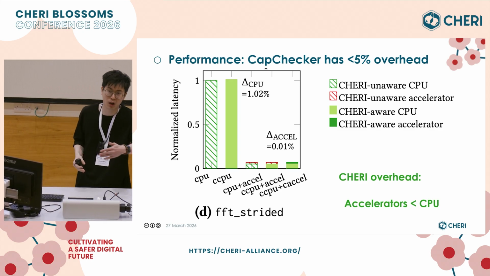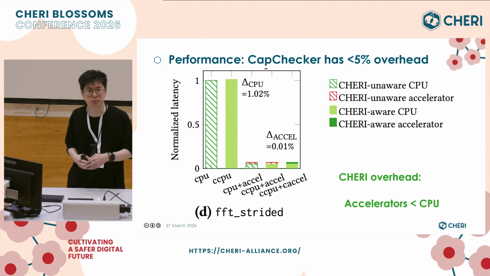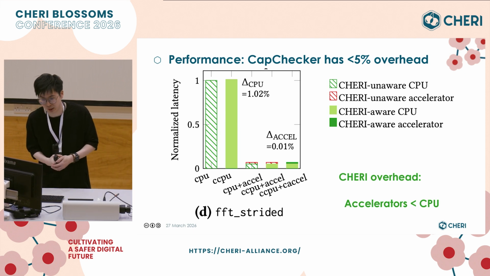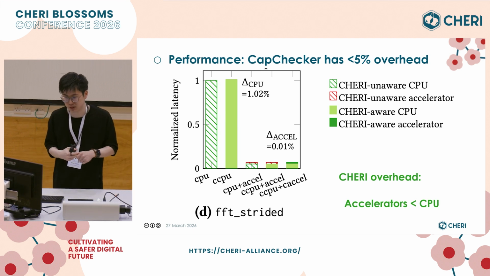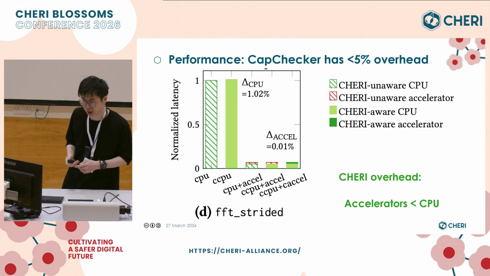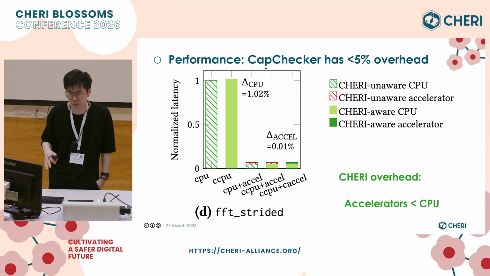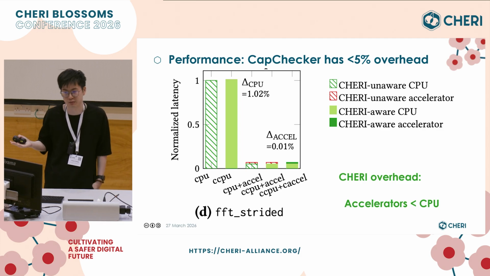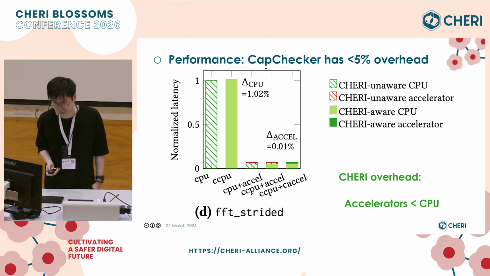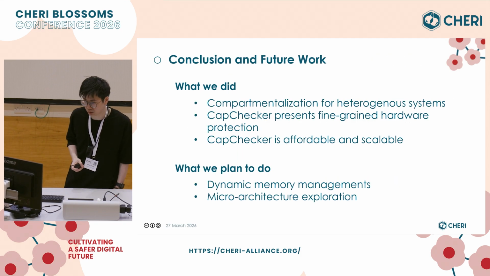CapChecker sits very well in the hardware pipeline, so it does not become the performance bottleneck. So this is really a great thing. And particularly for this case, we have extremely small overhead, but on average, we have around less than 5% overhead.